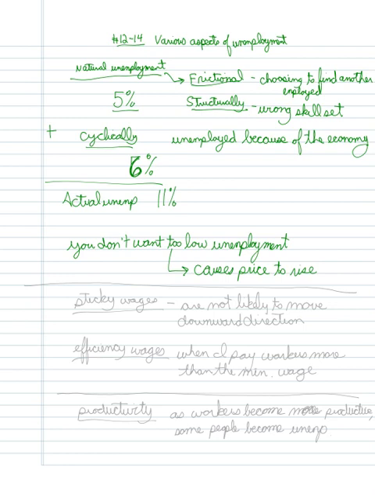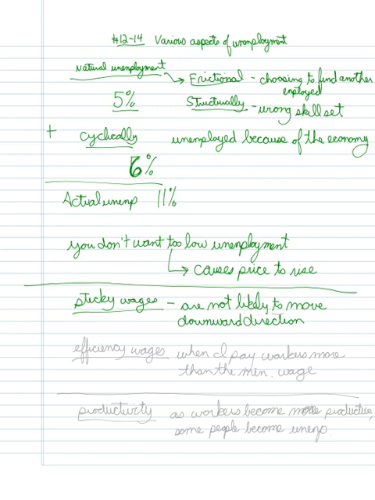Now, we also see that some people become unemployed because wages are sticky. So what do we mean by wages are sticky? Sticky wages means that they are not likely to move in a downward direction.